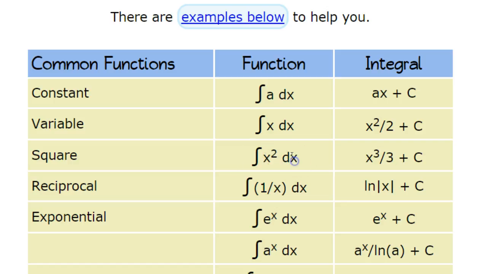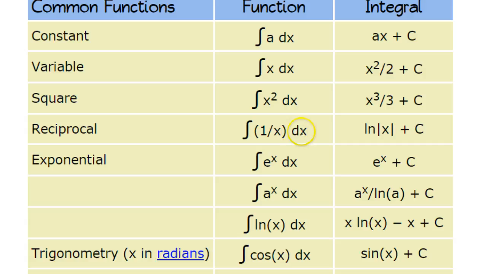If you don't have the dx, you're not going to be doing an integral. It's going to be x cubed over 3 plus c. Now, if you're doing the integral of a reciprocal, which is 1 over x dx, it's going to be the natural log of x. So do not just put a negative 1 and just work your way across. It's going to be the natural log of x plus c.